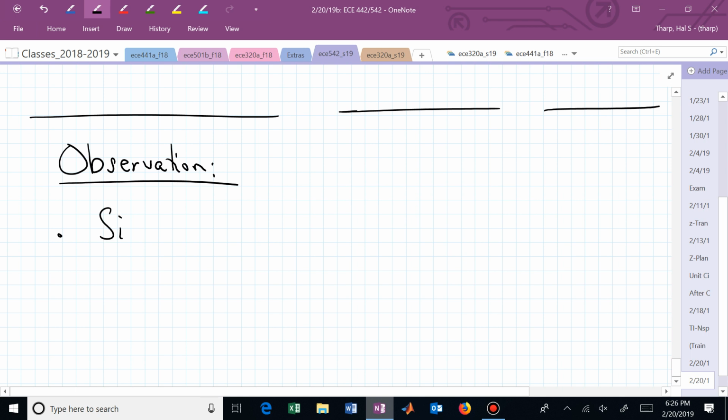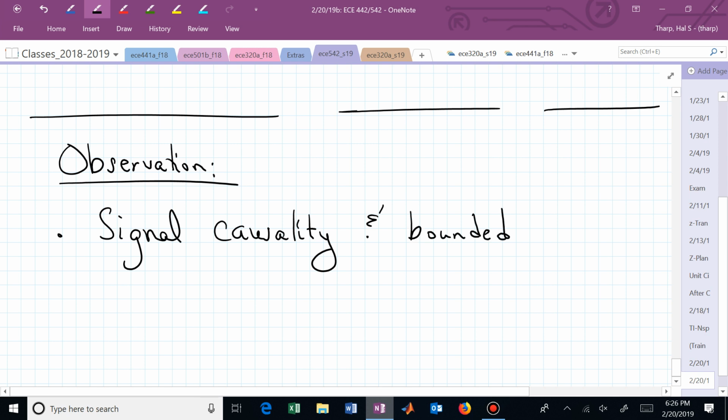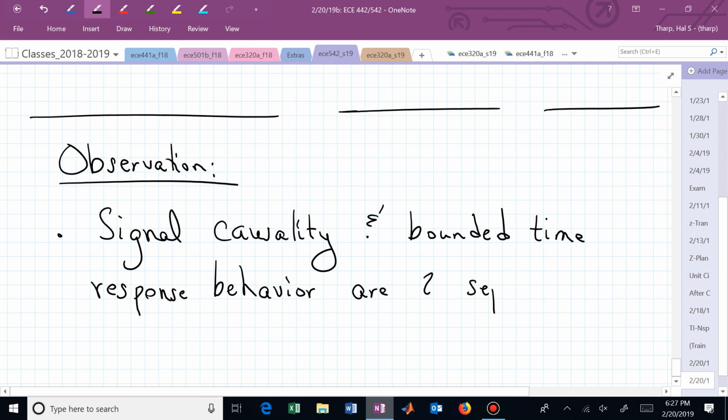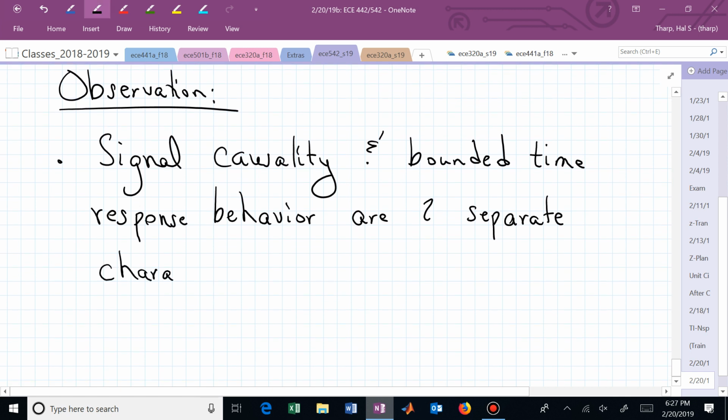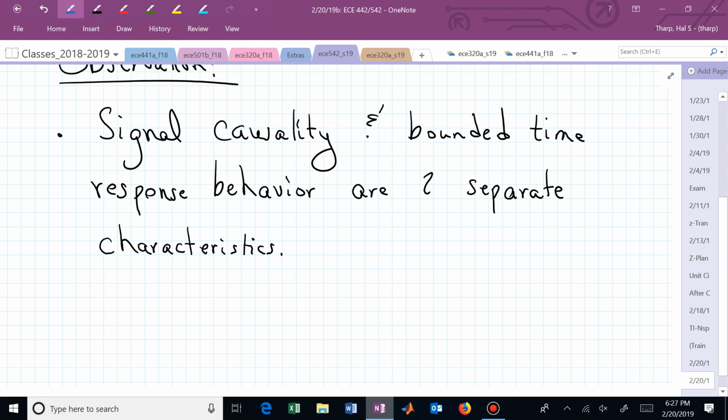Observation. The causal nature of our signal, or signal causality, whether it's causal or non-causal or anti-causal, and whether the signal is bounded. So now signal causality and bounded time response of that signal, or time response behavior, are two actually separate characteristics.